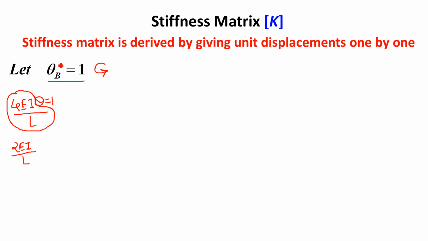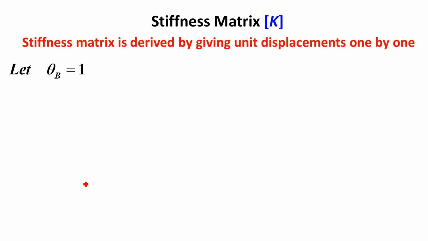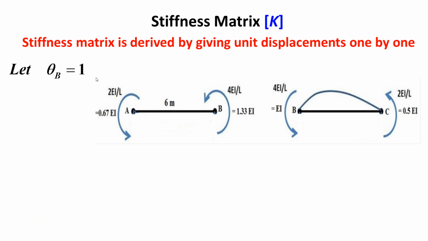Now since we are rotating joint B, the moment at point B will be 4EI/L, and at the other end it will be 2EI/L. Okay, so first figure, this is theta B equal to 1. Now understand, since we are giving rotation at point B, 4EI/L moment is at point B.